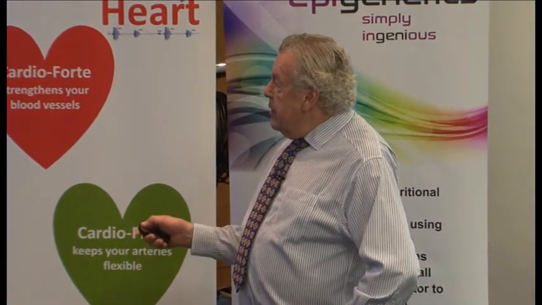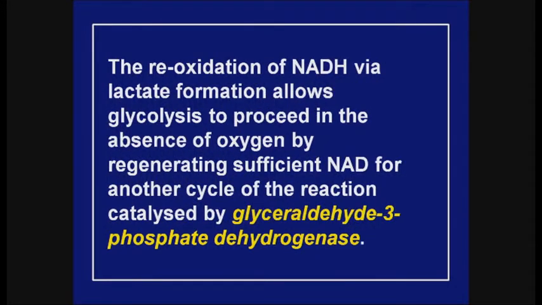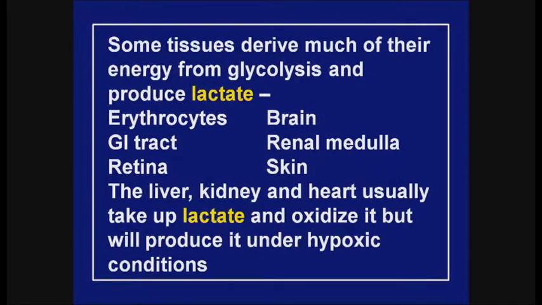So under anaerobic conditions, NADH cannot be reoxidized through the respiratory chain. Pyruvate is reduced by NADH to lactic acid, catalyzed by lactic dehydrogenase. There are 3 different forms, as we said, which form the D, the L, and the DL forms. The reoxidation of NADH via the lactic forms allows glycolysis to proceed in the absence of oxygen, or anaerobically, by regenerating sufficient NAD for another cycle of the reaction.